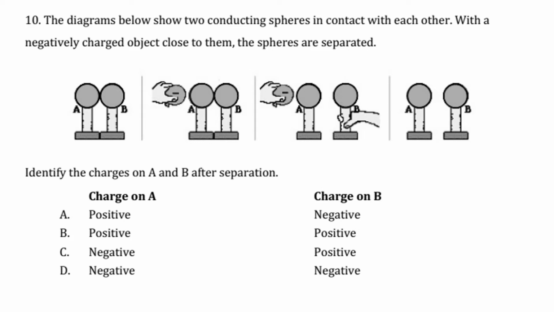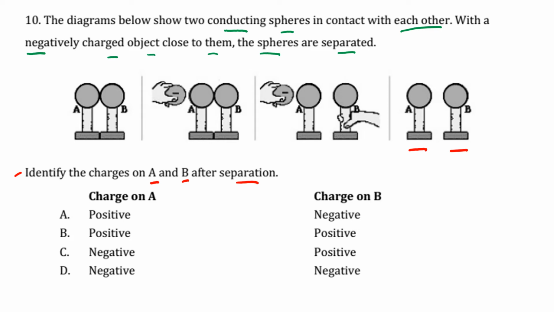The diagrams below show two conducting spheres in contact with each other. With a negatively charged object close to them, the spheres are separated. Identify the charges on A and B after the separation. So here we would want to know what the charges on spheres A and B would be.